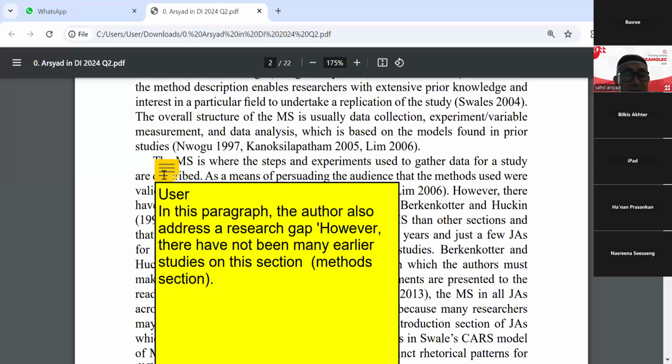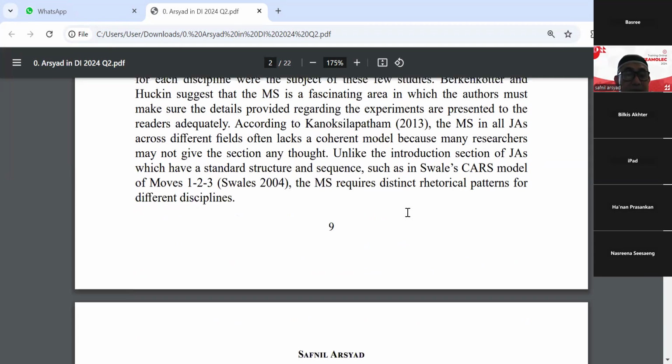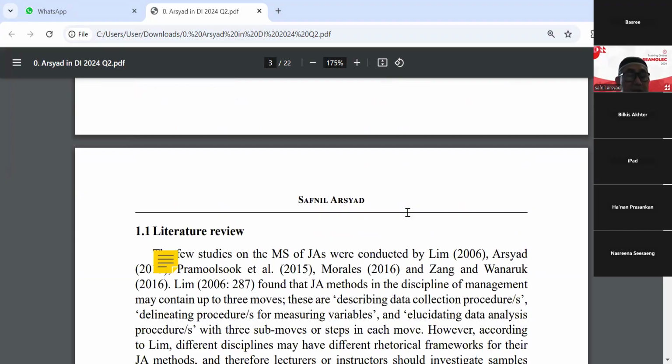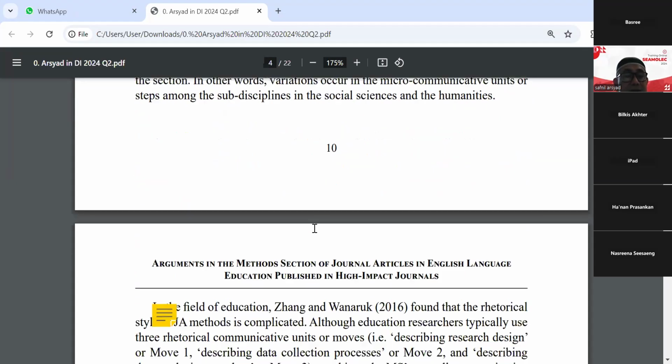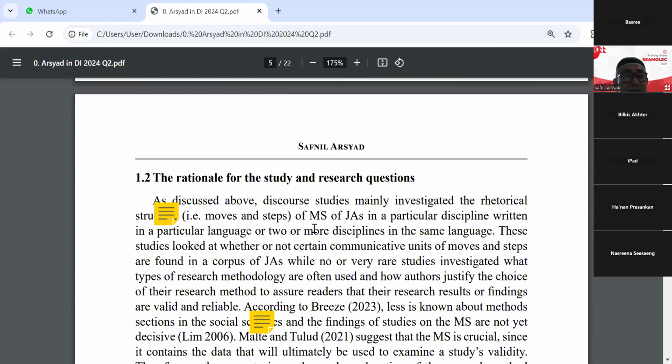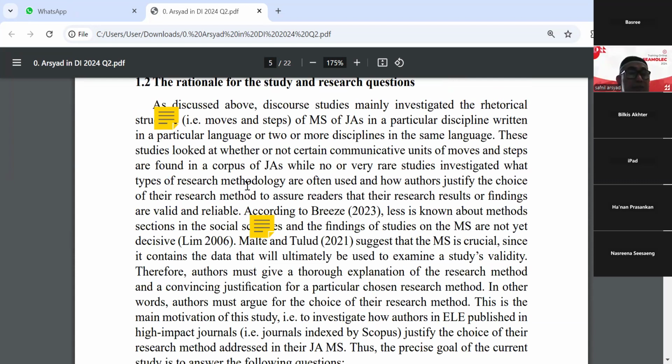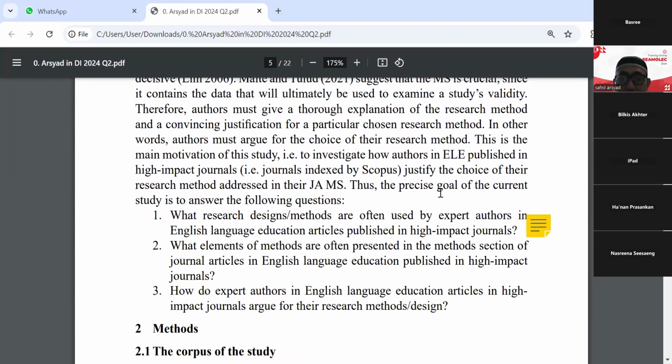and then the research gap, before or after or at the end of the literature review, and then how the references in the literature review are organized. And then the rationale and the research gap. So a research gap statement can be addressed more than once in the introduction section.